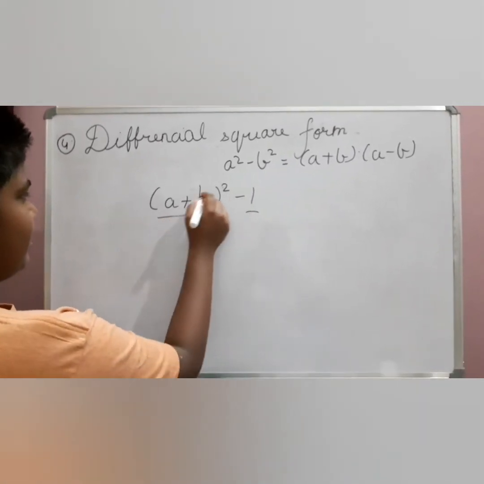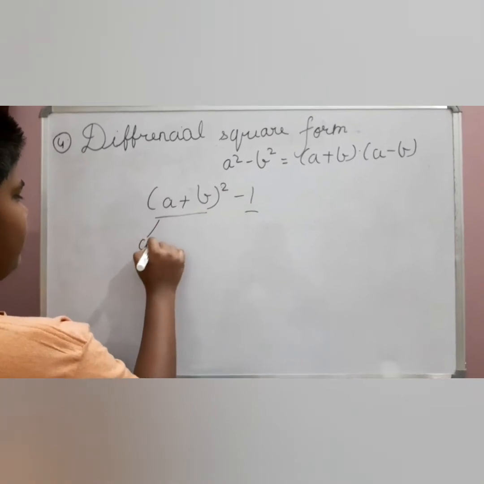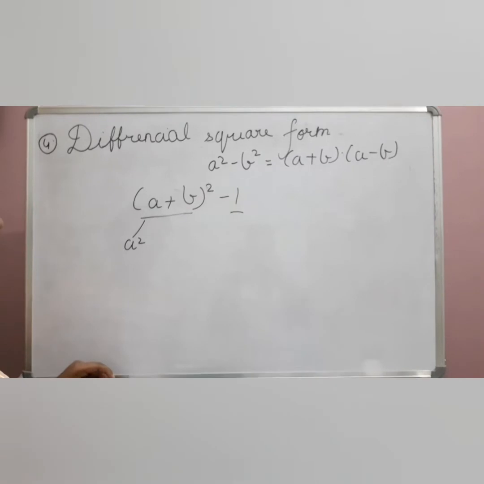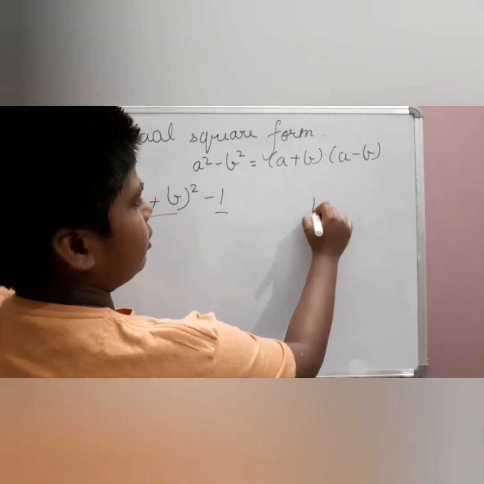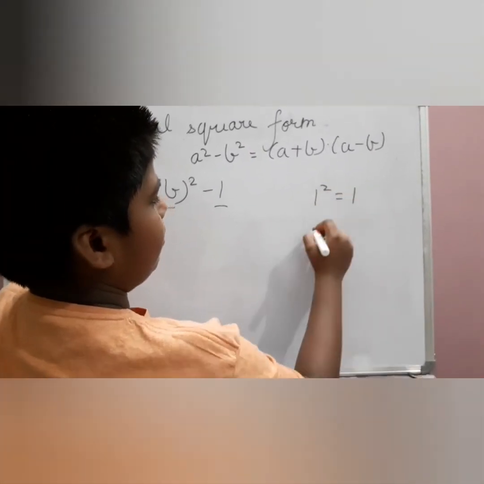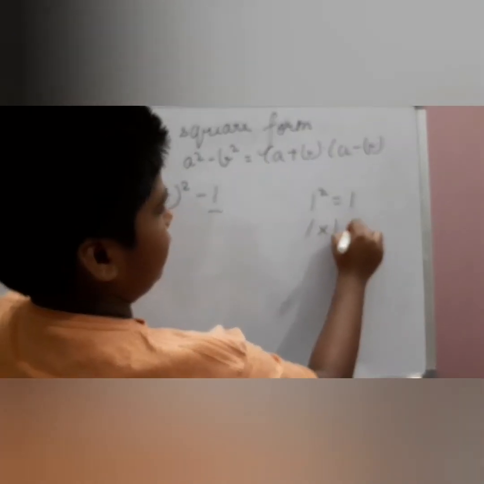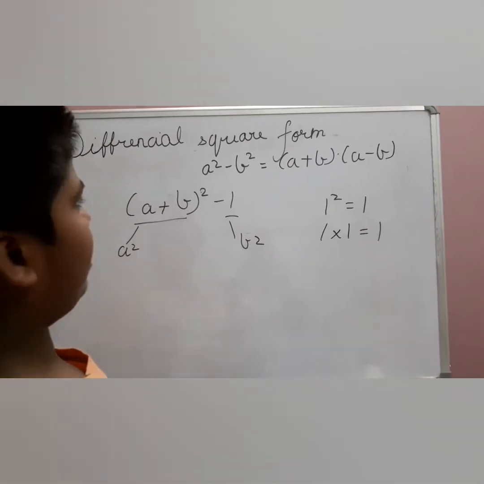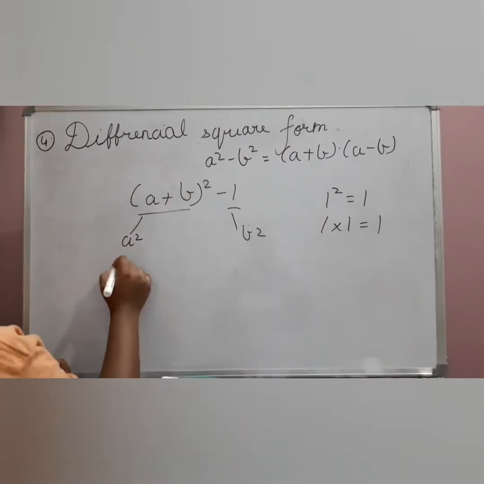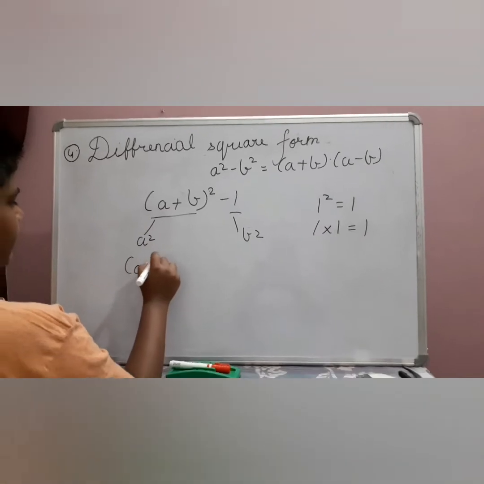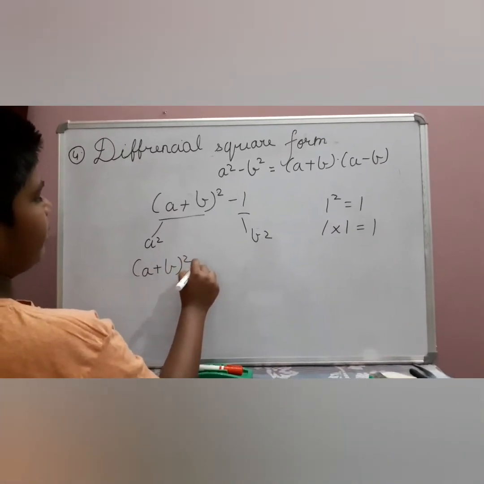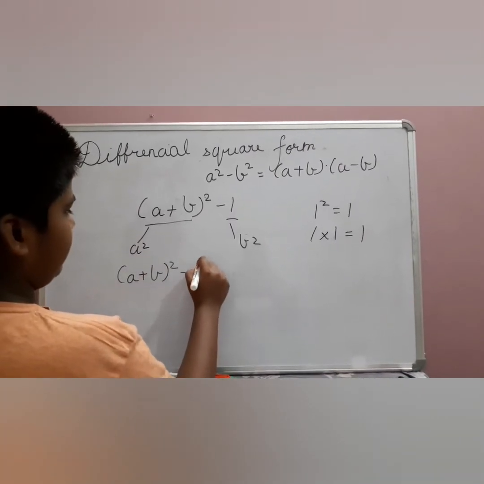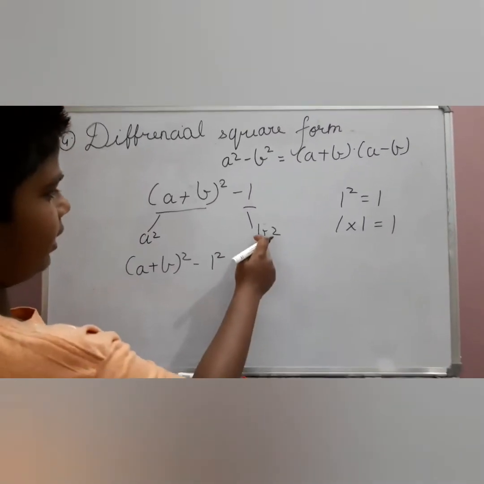So the square of a is given, so we'll recognize it as a square. Then for the other term, a square is not given, but we know that the square of 1 remains 1, because 1 into 1 is equal to 1. So we can say that b square is also given. Now we can write it in this form: (a plus b) whole square minus 1 term a square, then 1 square, this is another term b square.